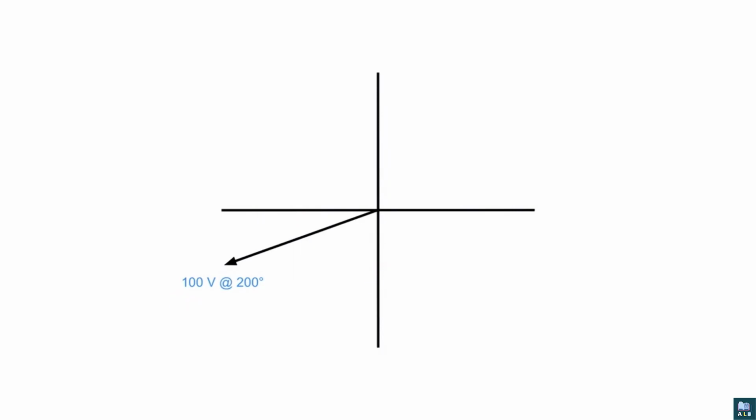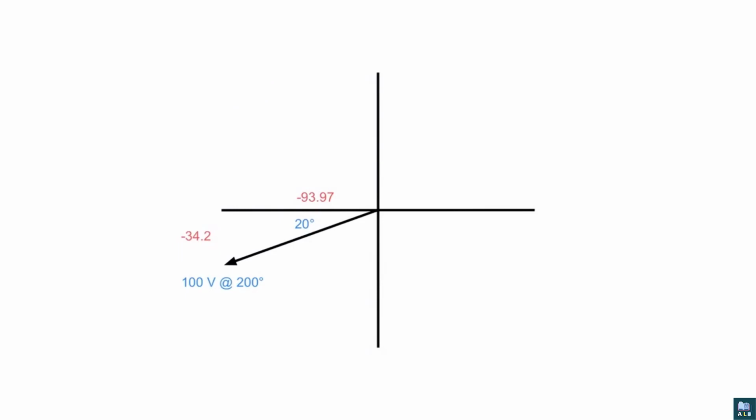Again, I'm going to go 100 times the cos of 200 degrees to give me my x, which is going to be negative, and in this case, my y is also going to be negative. So 100 times the cos of 20 gives me negative 93.97. See, I've got that negative in front of it. 100 times the sine of 20 gives me 34.2.